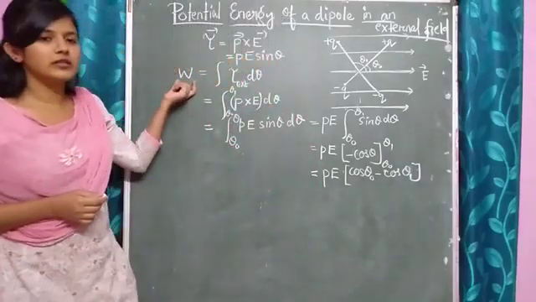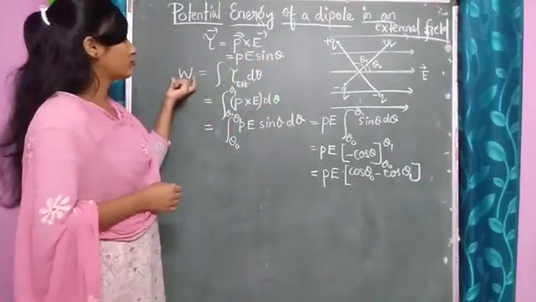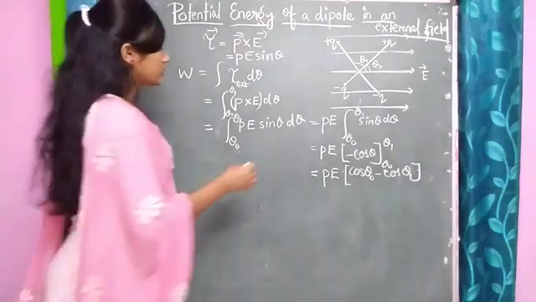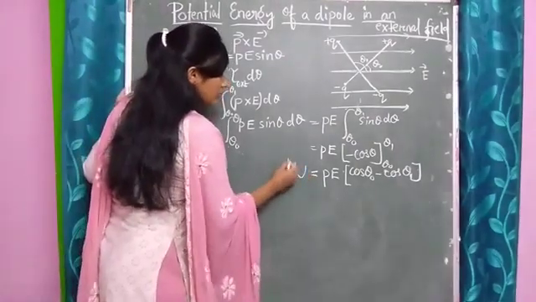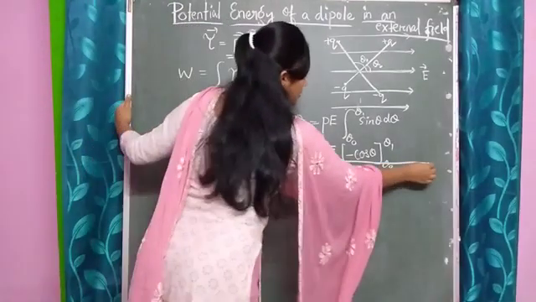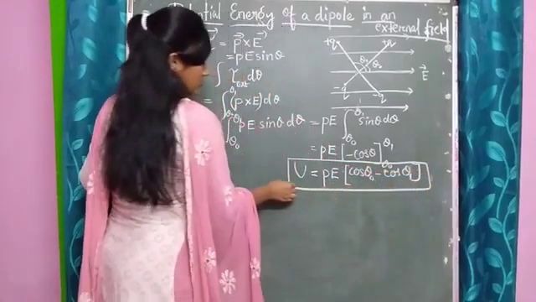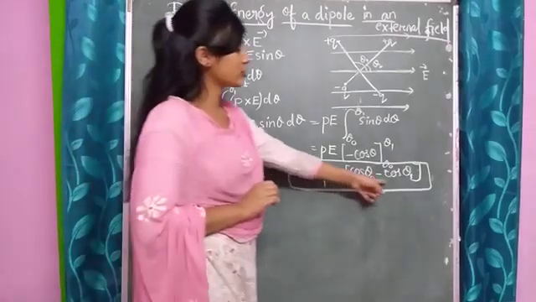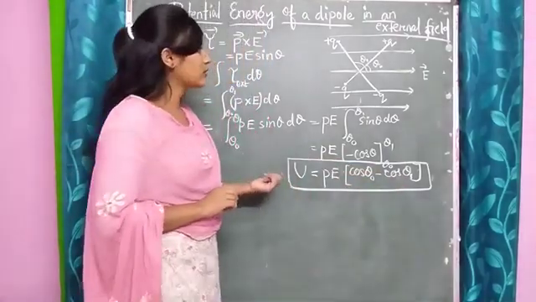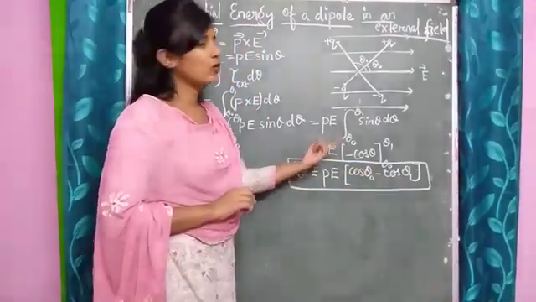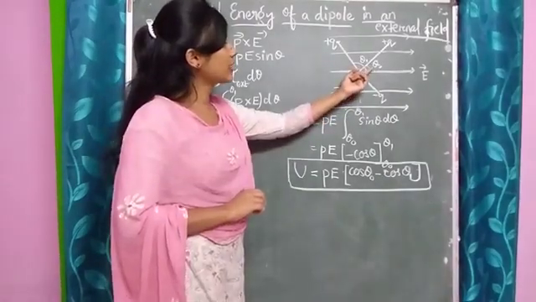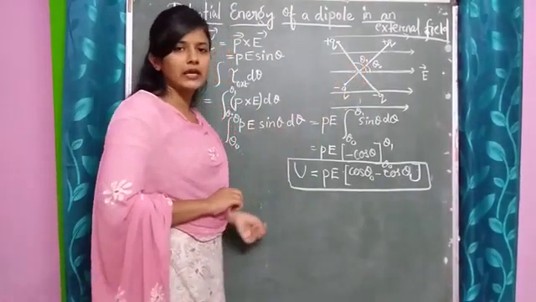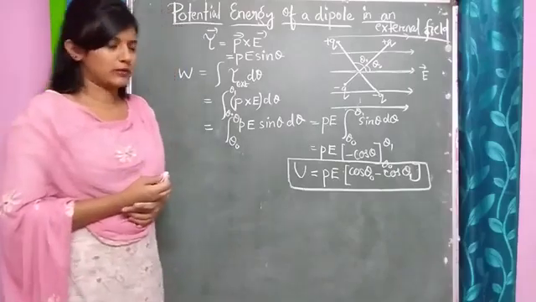This amount of work done will be stored as potential energy. U is equal to PE times cos theta naught minus cos theta 1, if we are rotating the dipole from an initial angle of theta naught to an angle of theta 1.